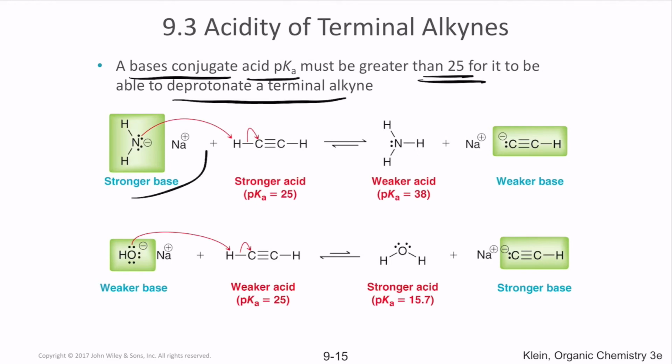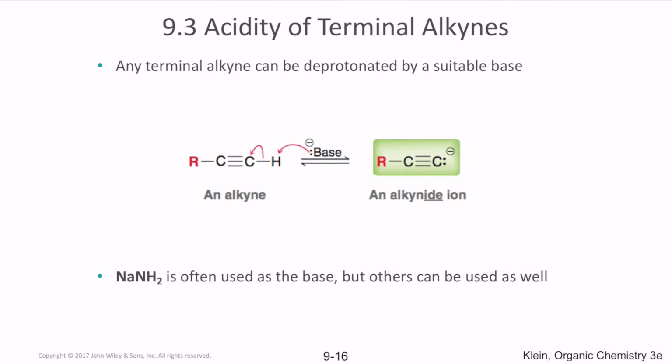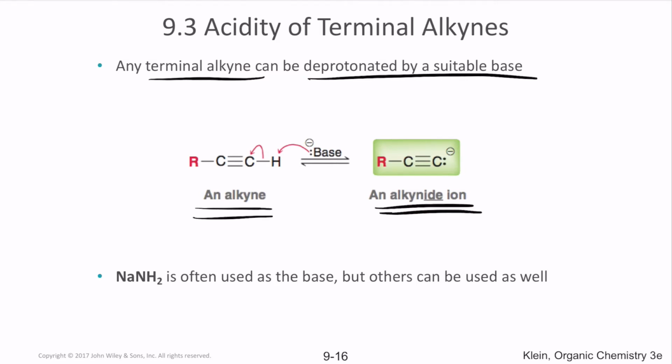For example, NaNH2, or sodium amide, can easily deprotonate the structure. A weaker base such as NaOH may not do it, because to form a strong acid's conjugate base, it has to be a really strong base. Any terminal alkyne can be deprotonated by a suitable base, and it can easily form an alkynide ion. The most commonly used one is sodium amide, because it is the fastest way to deprotonate the structure.